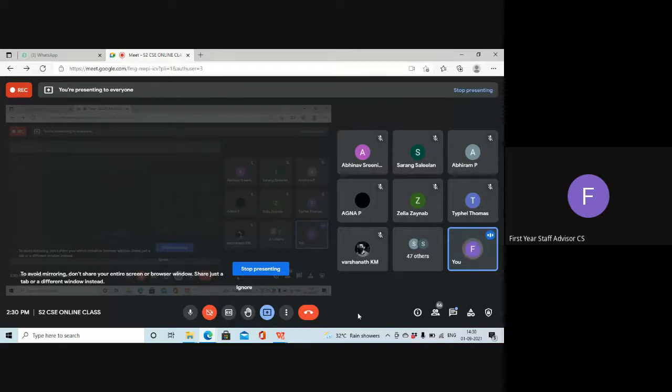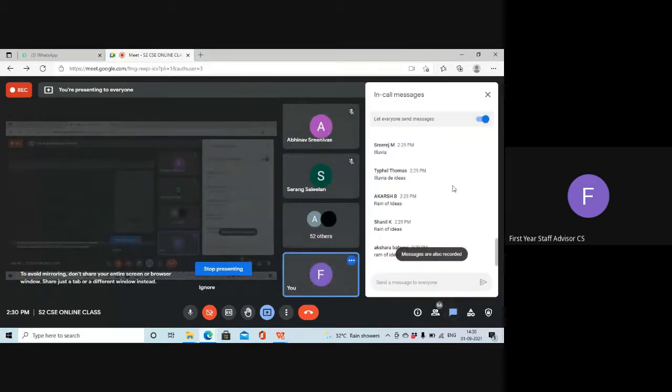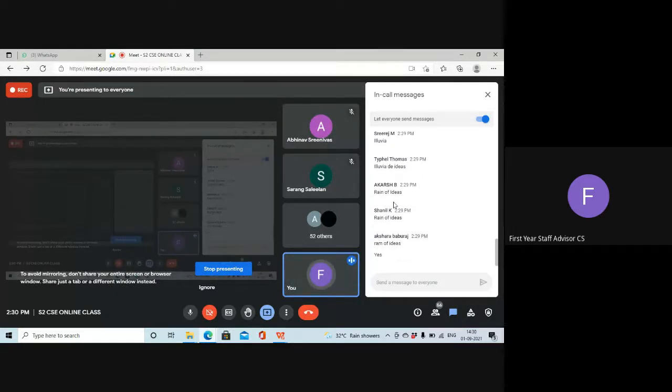Is it clear? Not ram. Don't take it as ram. It is rain. I found two people writing it as ram. Okay, Akshara, just change it to rain. Also, another person I saw.